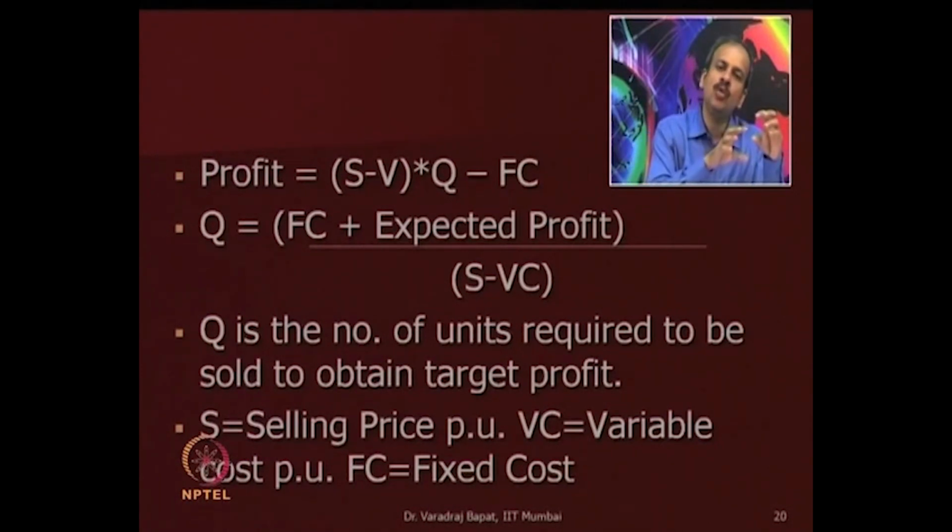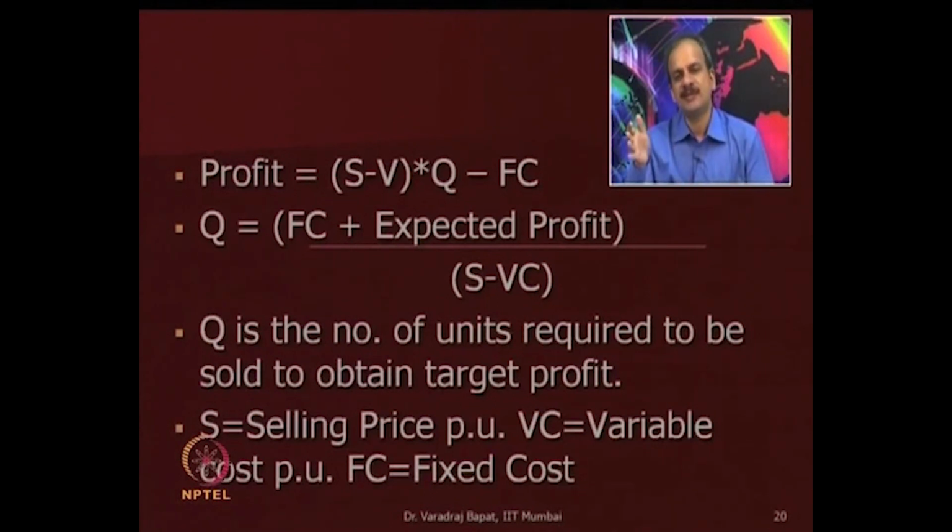That is why we can say that Q is equal to (FC plus expected profit) upon (S minus VC). Fixed cost plus expected profit is the amount we want to generate. We generate it by selling the units, which gives us some margin. So, S minus VC becomes a margin for us. So, FC plus expected profit we divide by the margin to know the Q. Now this equation will be very much useful because many times we have to decide what level of activity we should work on or we should target. That is nothing but a Q.